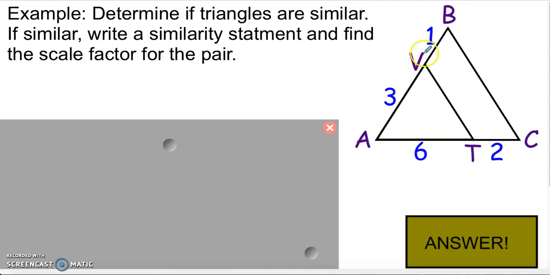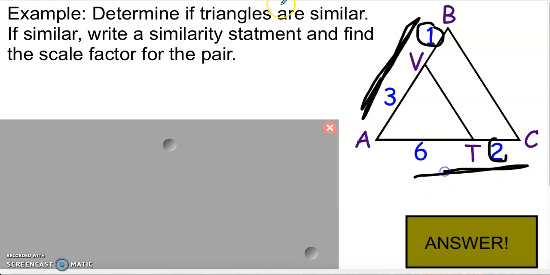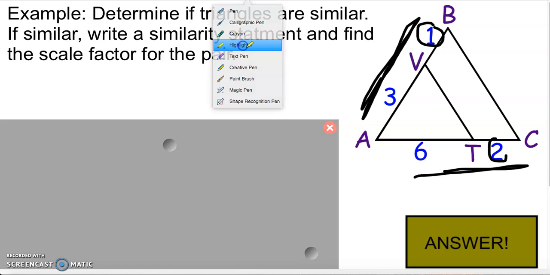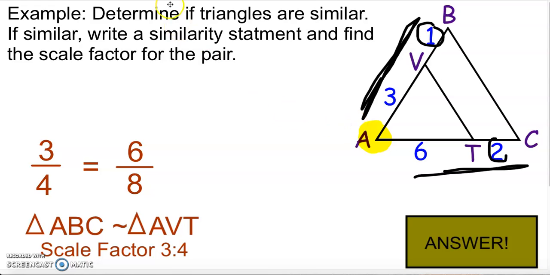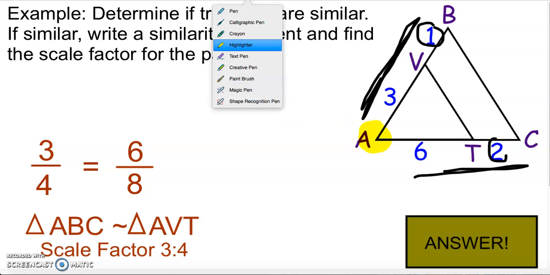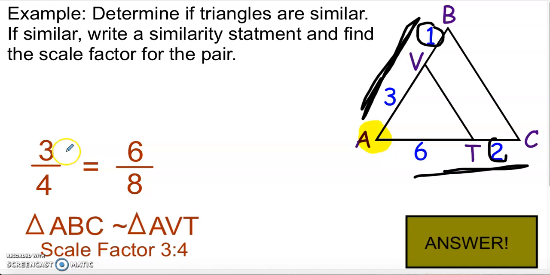My side lengths are not going to be 3 to 1 because 1 is not the side length of a triangle, and neither is 2. But 3 and 1 put together is, and 6 and 2 is. And then I have a reflexive angle A. So I can do side, angle, side. But when I do the side lengths, I have to compare them at 3 to 4 and 6 to 8. And when I compare 3 to 4 and 6 to 8, I do have proportionality. And if I check the cross products, 3 times 8 is 24, and 4 times 6 is also 24. So these triangles are in fact similar.